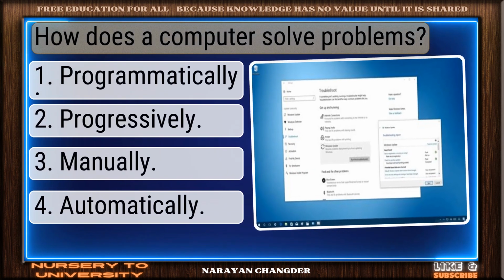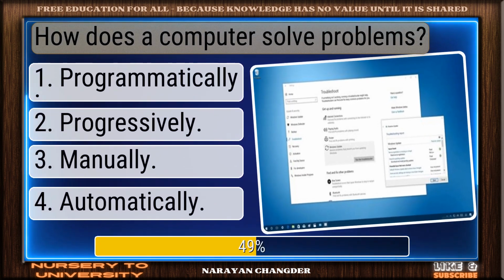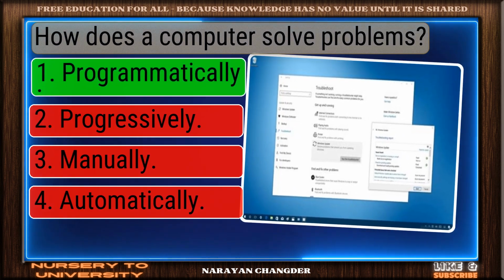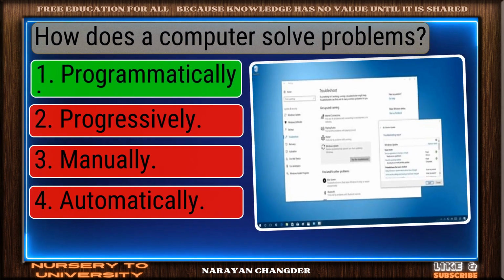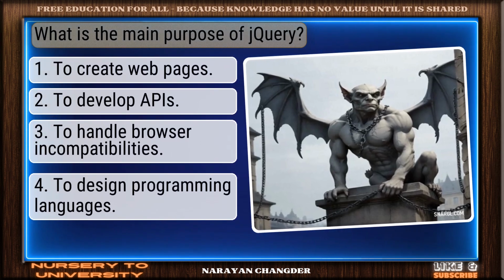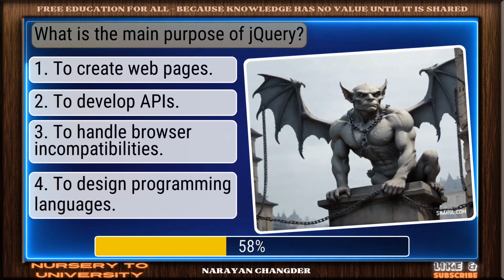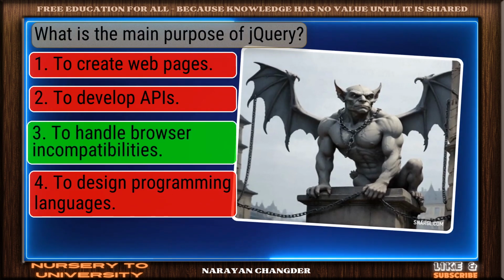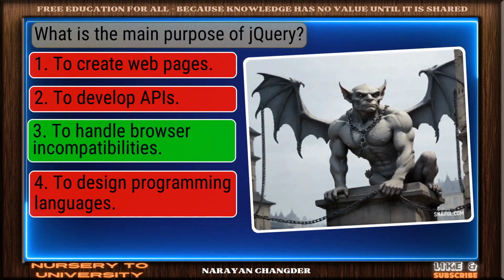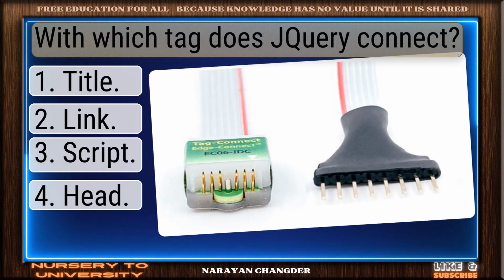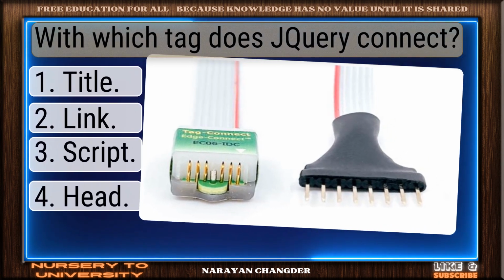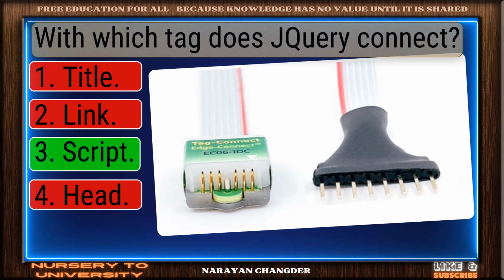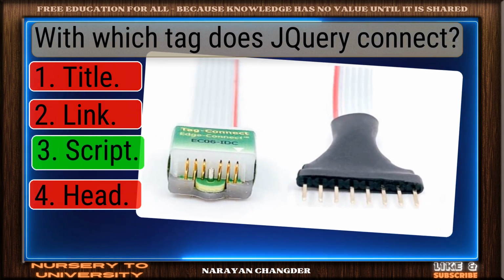How does a computer solve problems? Right choice. Programmatically is the best answer. What is the main purpose of jQuery? Clear logic. Your choice to handle browser incompatibilities is sound and 100% true. With which tag does jQuery connect? Sharp thinking. Script is the right choice.